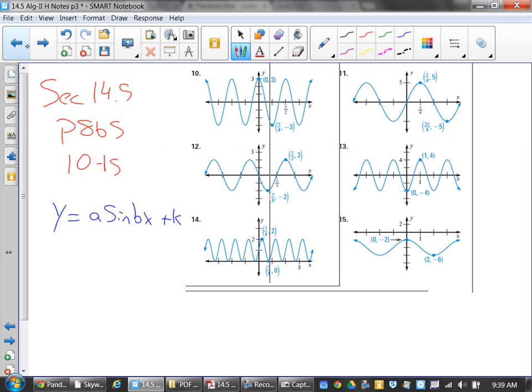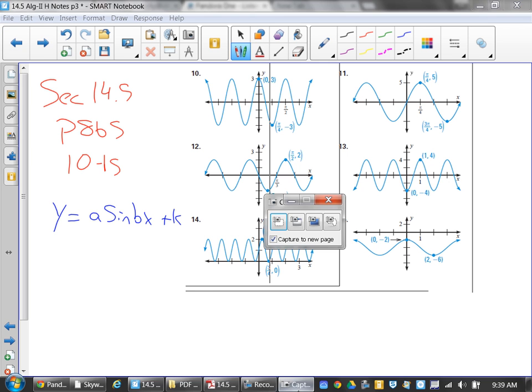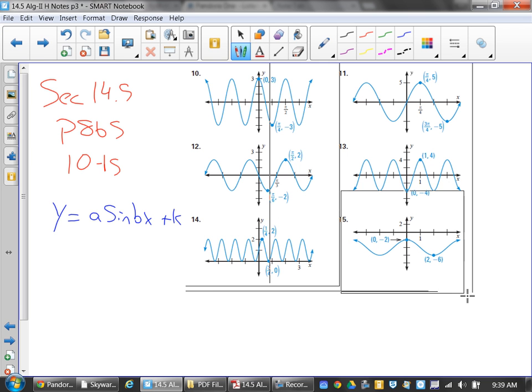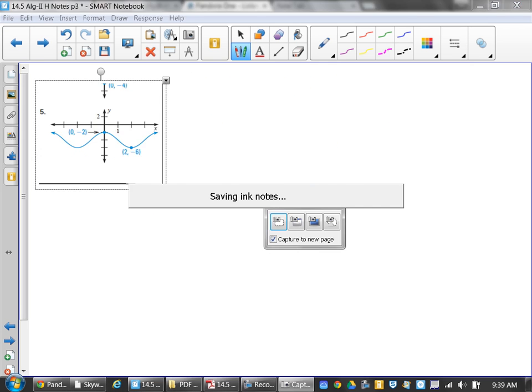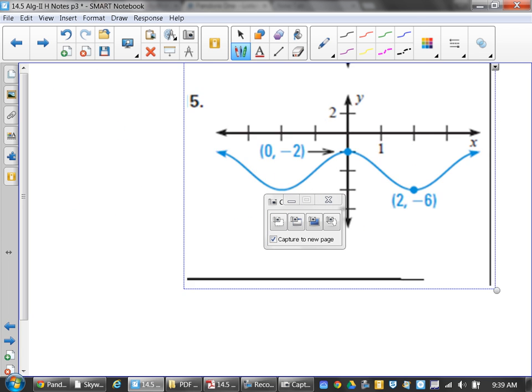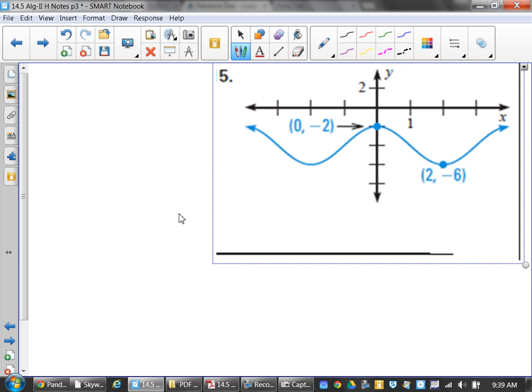And then lastly, in 15, notice in 15 that right away those ordered pairs they give you, the y values don't have the same absolute value. Do you agree?